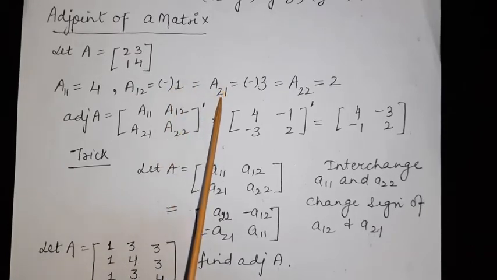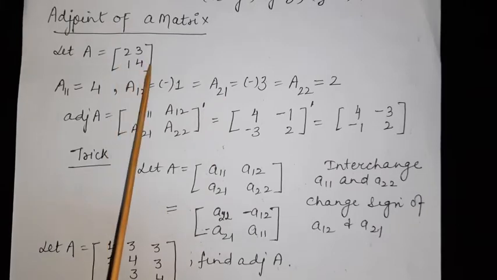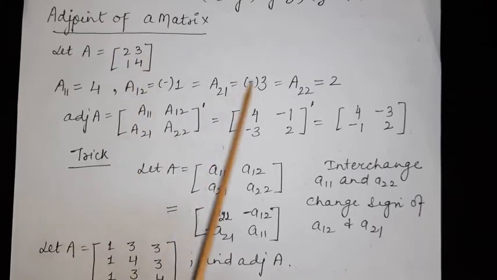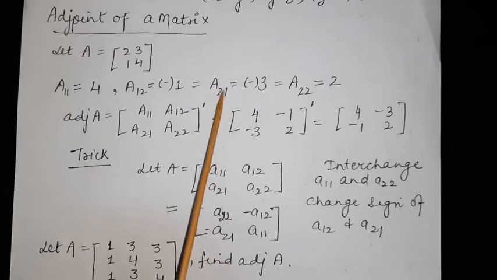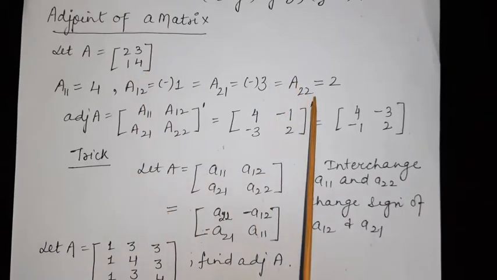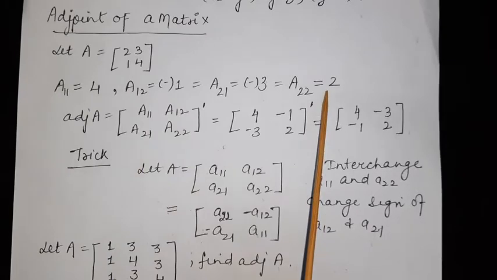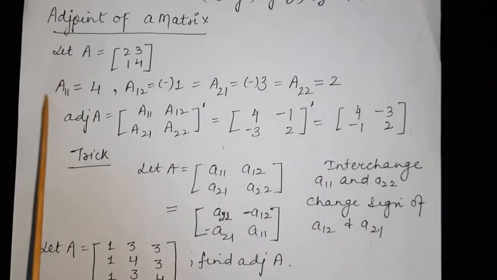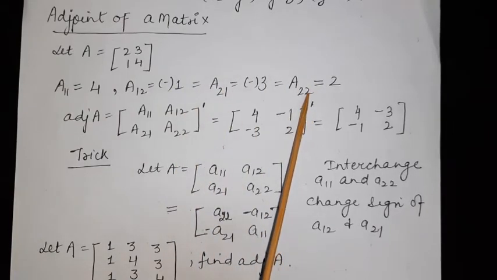And similarly the cofactor of A21. So 2 means ignoring second row and first column, we will have 3. Once again a negative sign because 2 plus 1 is odd. And then the cofactor of this element, A22: ignoring second row and second column, we will have 2. Now this is the first step of adjoint, that we have to calculate the cofactor of all the elements.